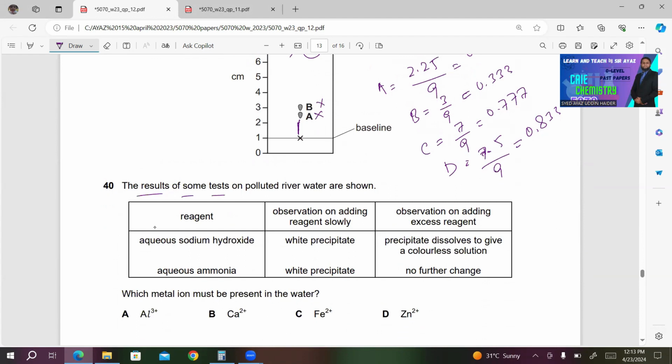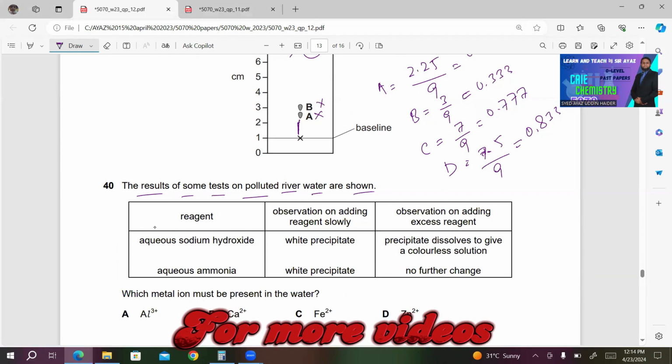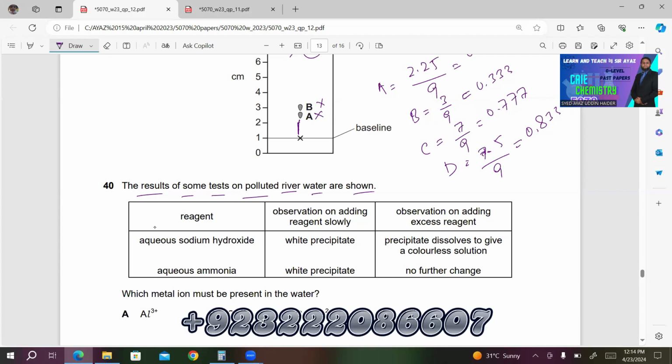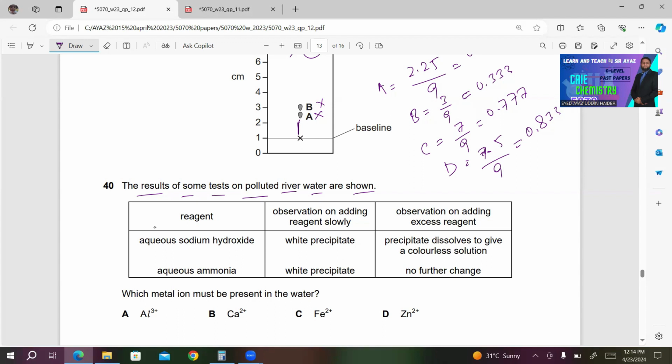40. The results of some tests on polluted river water are shown. Reagent aqueous sodium hydroxide, observation on slowly adding reagent: white precipitate. Observation on adding excess reagent: precipitate dissolves to give a colorless solution. So it can be either Zn2+ or Al3+. Now with aqueous ammonia, observation on adding reagent slowly: white precipitate. Observation on adding excess reagent: no further change. So this must be Al3+ because the white precipitate remains, it's not soluble. So A must be the right answer in this case.